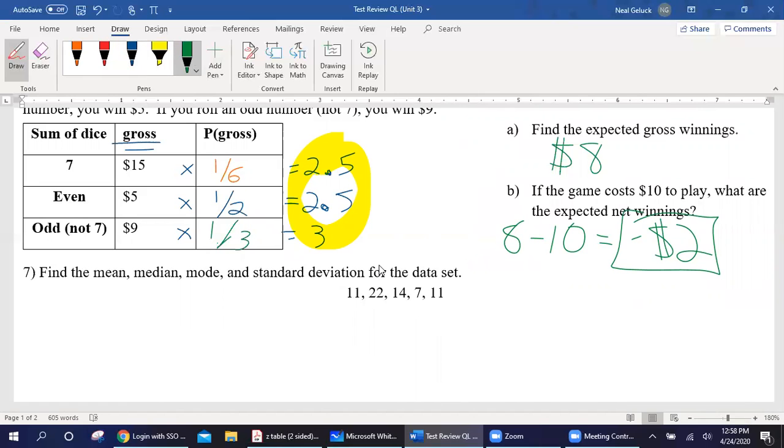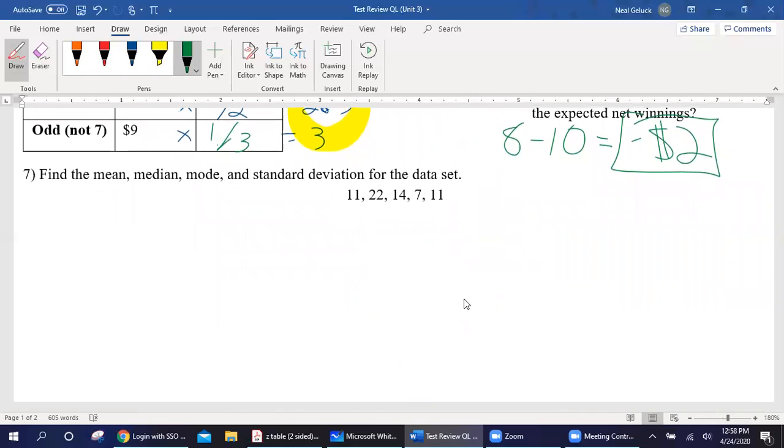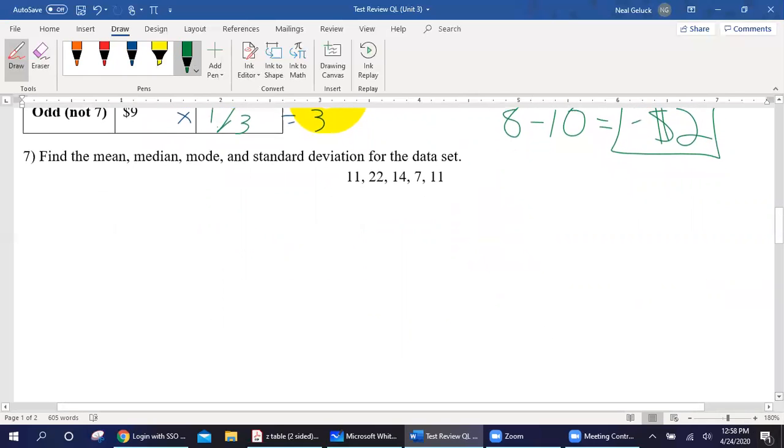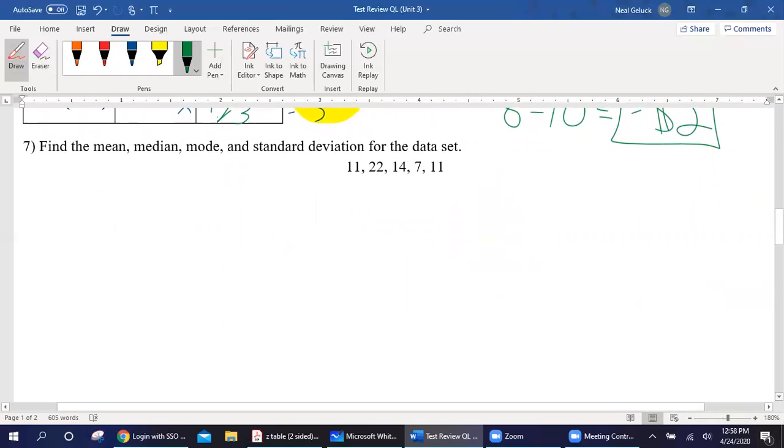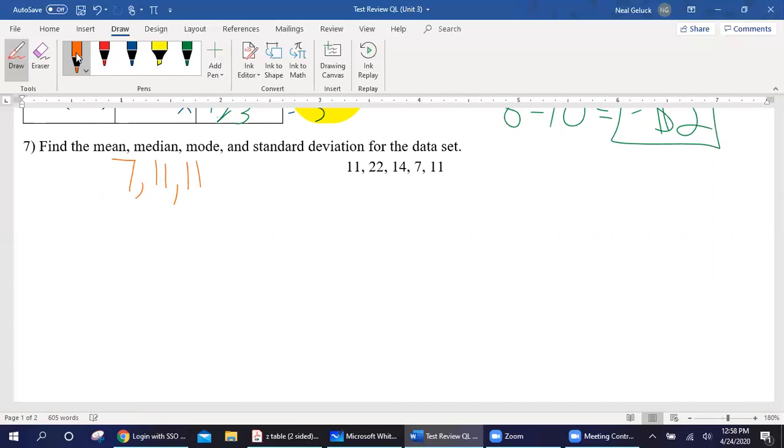On number 7, we're finding our measures of central tendency, our mean, median, and mode, and then also standard deviation. What I would do first is sort this data from least to greatest. So I have 7, 11, 11, 14, 22.